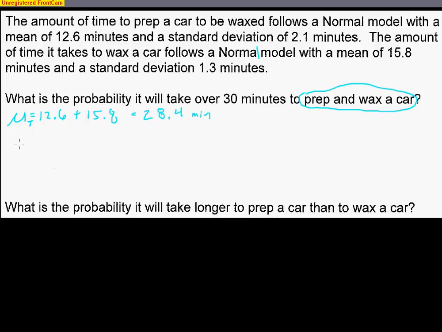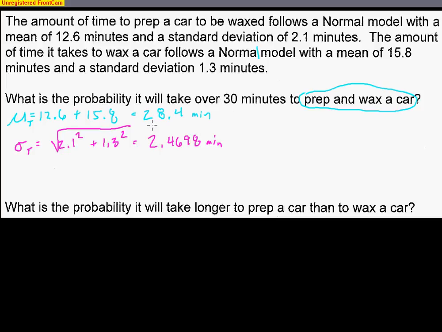All right, so now for the standard deviation for the total time, once again, I'm not allowed to add standard deviations. How many times have we heard that? You're going to hear it a lot in class as well. But I can add the variance for prepping, 2.1 squared, plus the variance for waxing, 1.3 squared. And then I can square root all of that to get back to a standard deviation. And that gives me 2.4698 minutes.